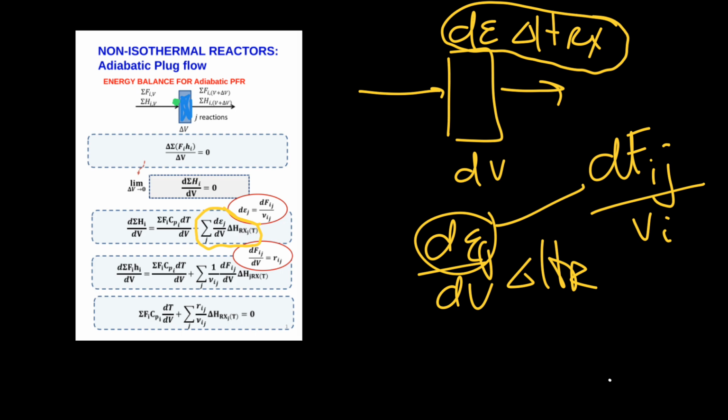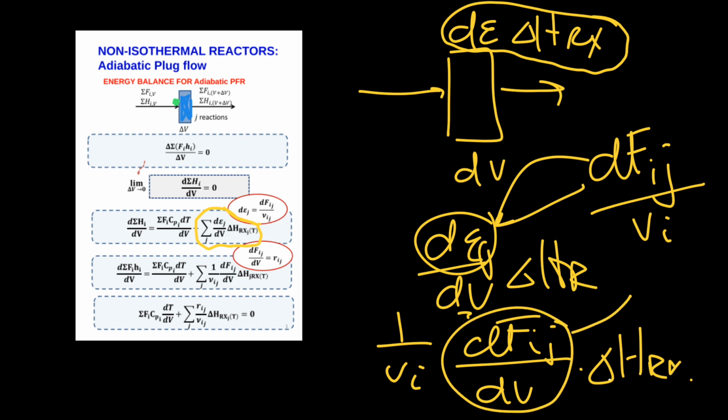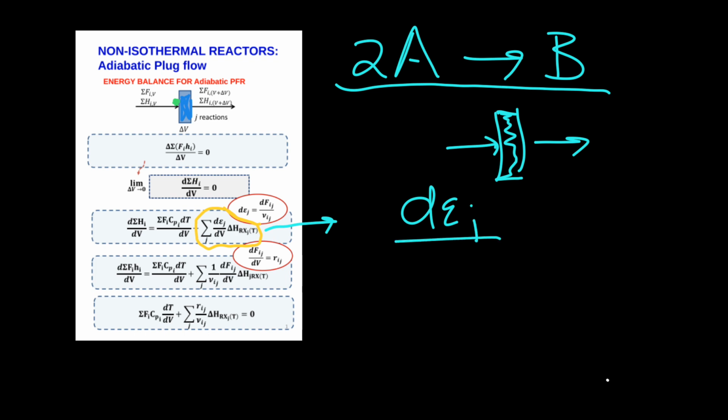So if I now substitute that in there, I end up with an equation that's got this 1 over νI dFI as it reacts in J, dV times del H of my reaction. And we recognize this as simply being equal to the rate at which component I participates in reaction J. So just to illustrate what will happen to this term if we take an actual hypothetical reaction, the dE of that reaction J per volume multiplied by del H reaction.